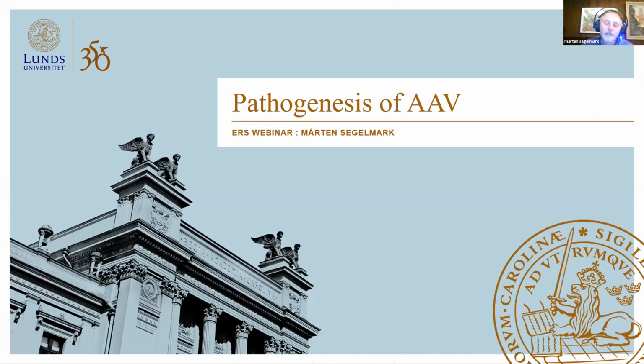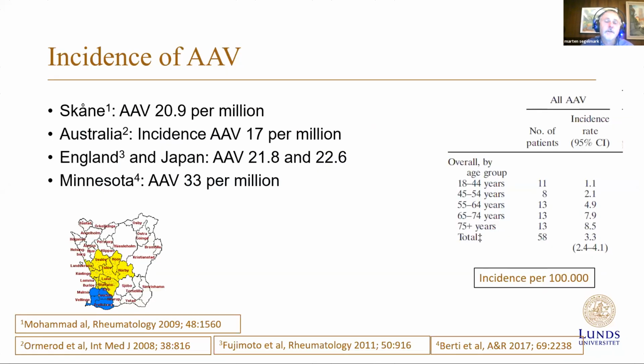It gives an incidence of around 15 per million. That would be about 150 in Sweden per year. So it's still a relatively rare disease, but not at all as rare as it was considered some 20, 30 years ago, when it was thought to have an incidence of about 1 per million.